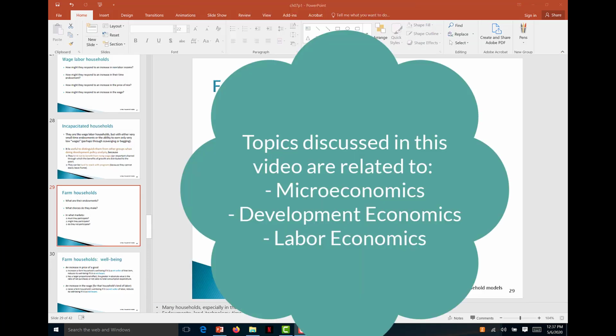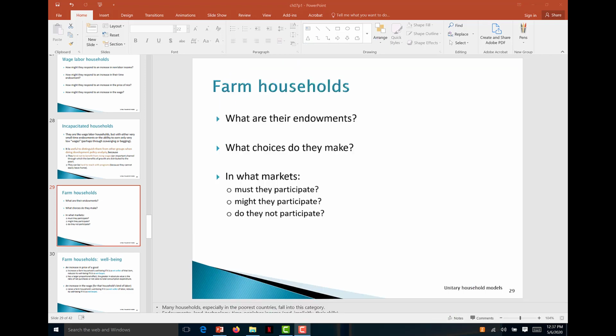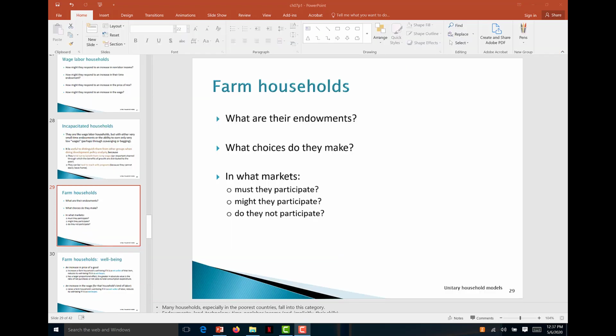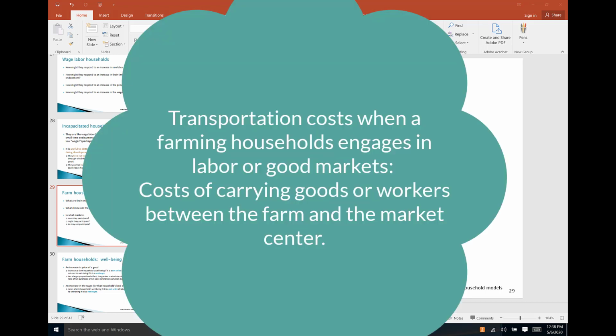Today we will talk about transfer costs and its effect on markets. And in order to discuss that, we use farm households as example. So what are transfer costs? Those are costs that a household incurs when it undertakes a market transaction, and it includes transportation costs as well as transaction costs.